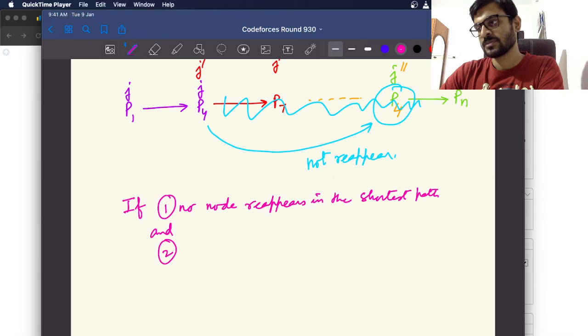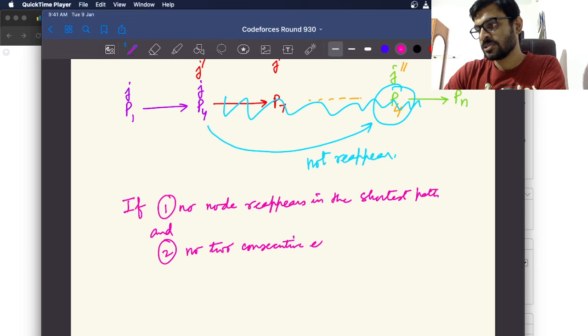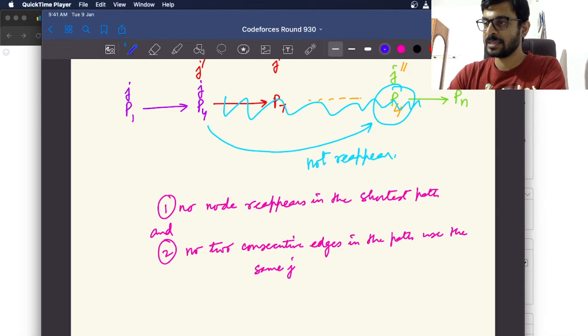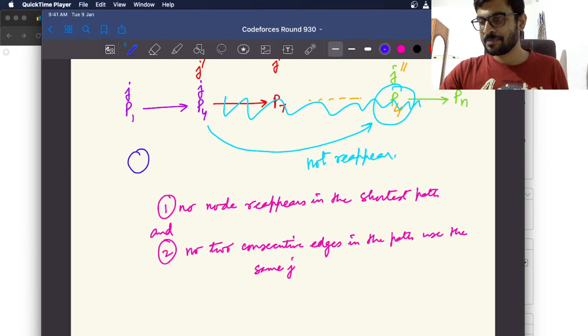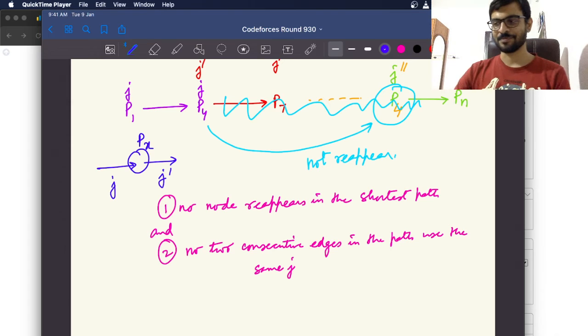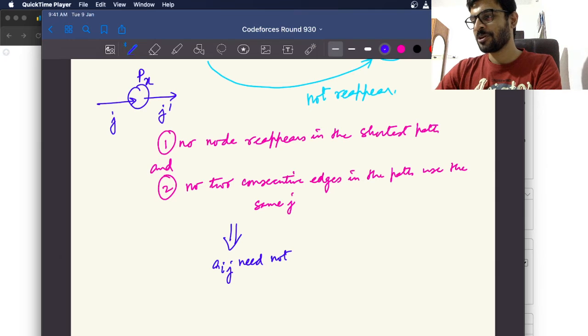and second is, no two consecutive edges in the path use the same J, which automatically means that a certain node Px will have some J coming and some other J going there, which means that for one J, whatever change I do doesn't affect the other J. So Aij need not be remembered.